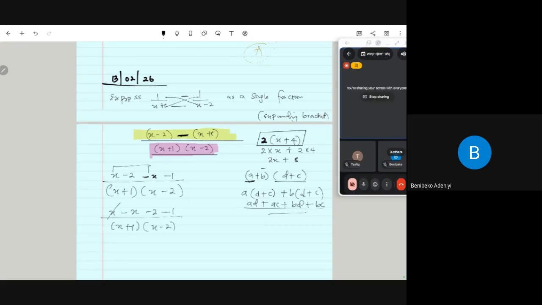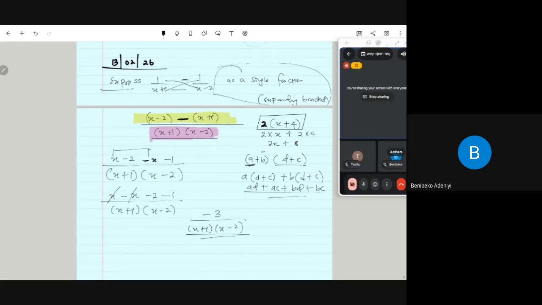So x minus x will cancel out because x minus x, that's 0. It's like saying you have 5 minus 5, 0. 10 minus 10, 0. Then minus 2 minus 1, that's minus 3 over x plus 1, x minus 2. And this is the answer. The question says express as a single fraction. And we have done just that. Any question on this?